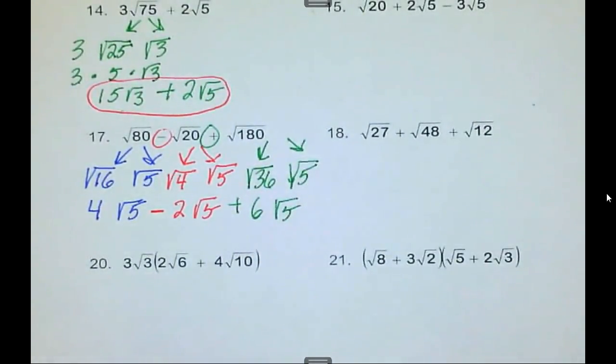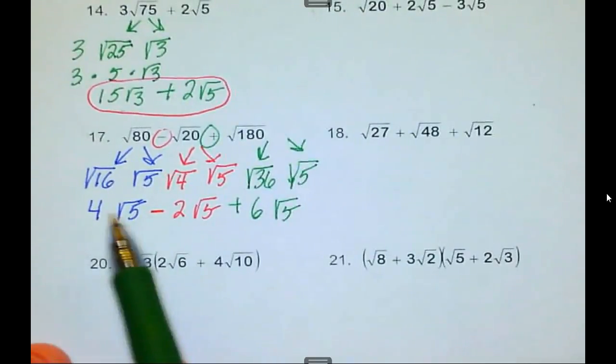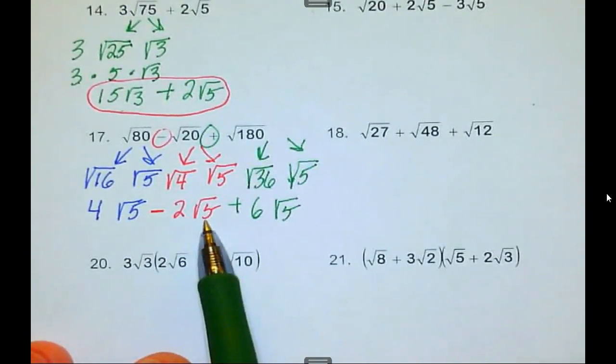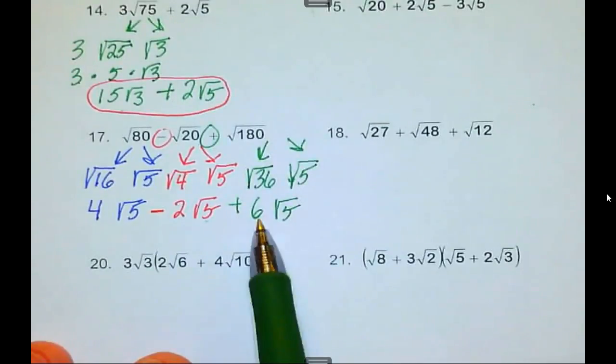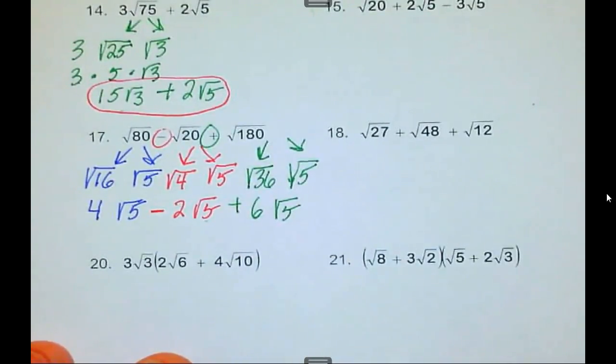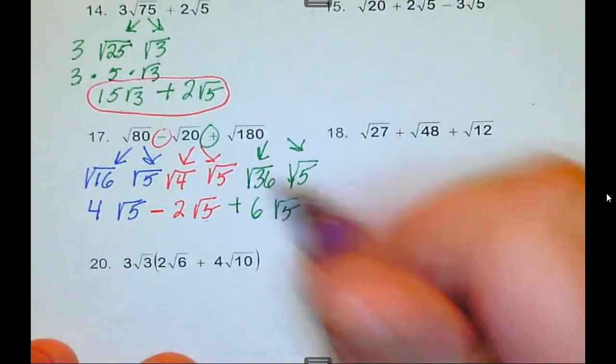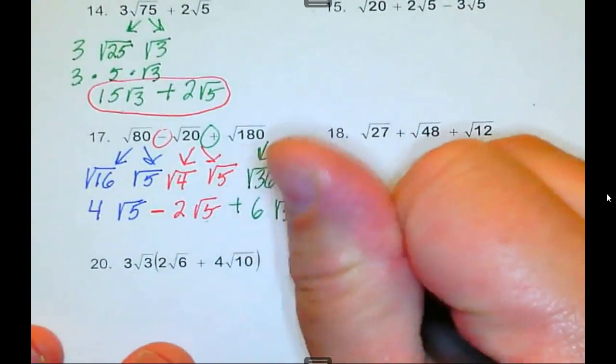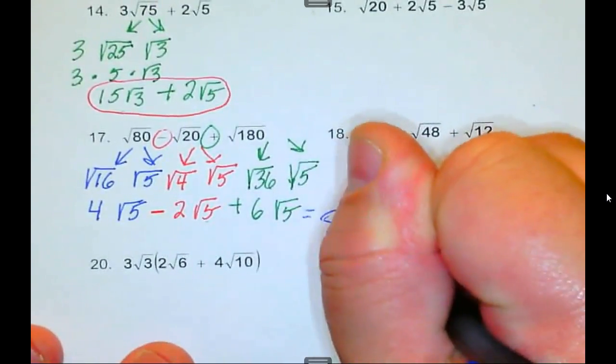Look at that. They're all like terms. 4 radical 5 minus 2 radical 5 is 2 radical 5. Plus 6 radical 5 is 8 radical 5.